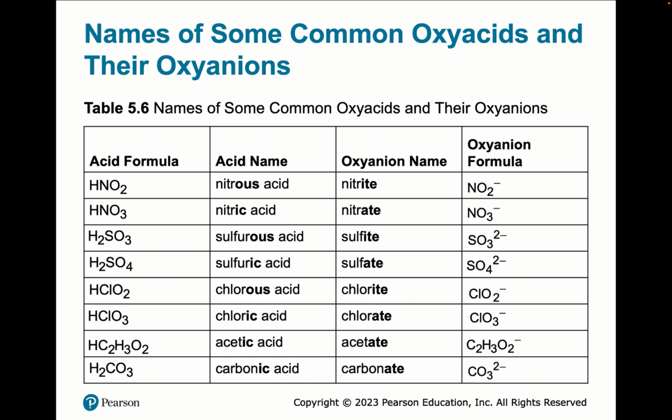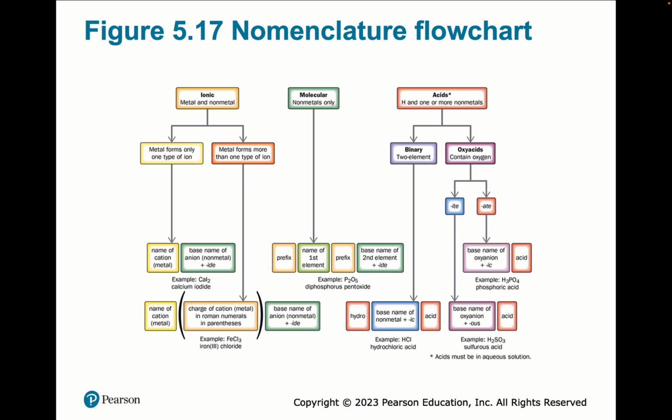So I'm going to go ahead and say these. HNO2, the oxyanion name is nitrite, so it's nitrous acid. For the oxyanion nitrate, it's nitric acid. For sulfite, it's sulfurous acid. For sulfate, sulfuric acid. For chlorite, it's chlorous acid. Chlorate, chloric acid. Acetate, acetic acid. Carbonate, carbonic acid. And then this here is the overall summary of the nomenclature flowchart.